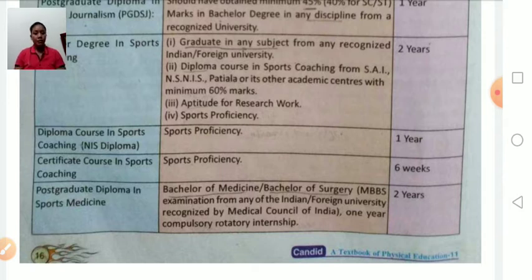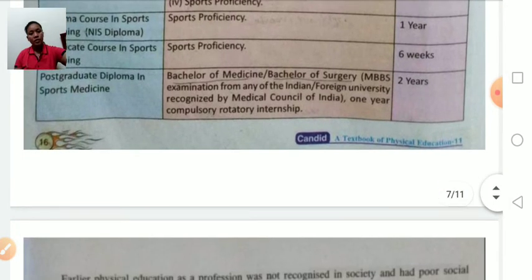Postgraduate Diploma in Sports Medicine. For doing this, first you should do a Bachelor of Medicine or Bachelor of Surgery, MBBS, examination from any Indian or foreign university recognized by the Medical Council of India, followed by 1 year compulsory rotary internship. These are some of the courses available in physical education in India.